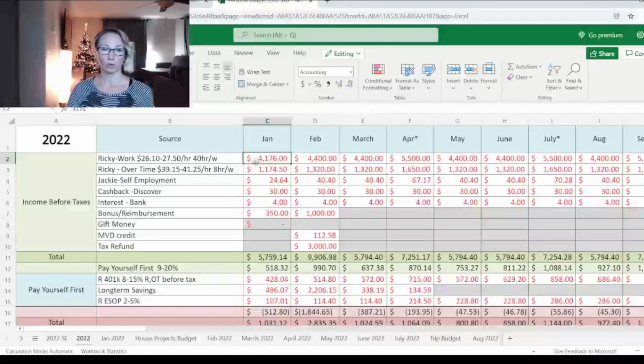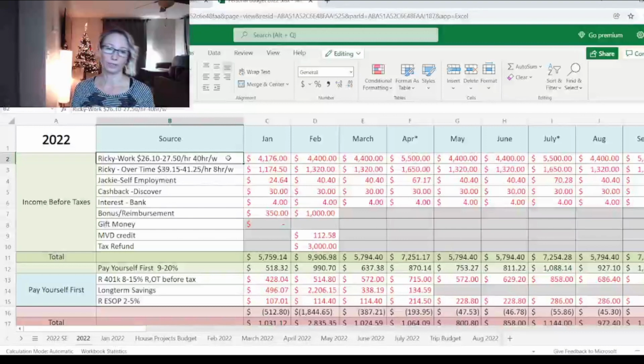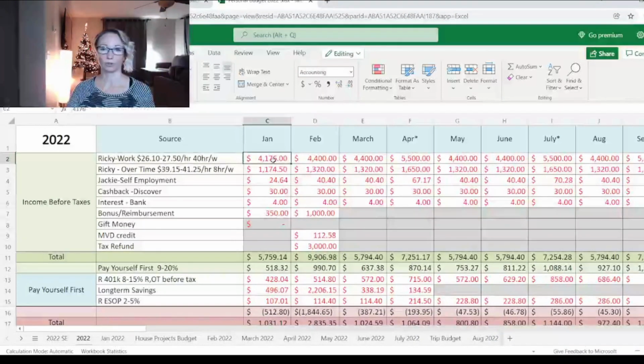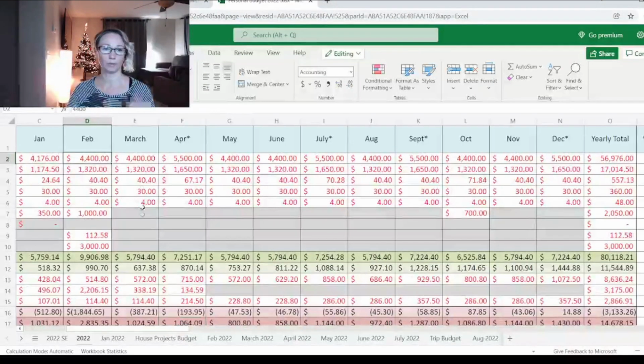Okay, so the biggest thing we're going to notice for this year is Ricky did get another raise in December, and he's due another raise in February. So that's what I have here, $26.10 versus $27.50, 40 hours a week. So you'll see here, starting in February, he'll be making about $4,400 up to $5,500.